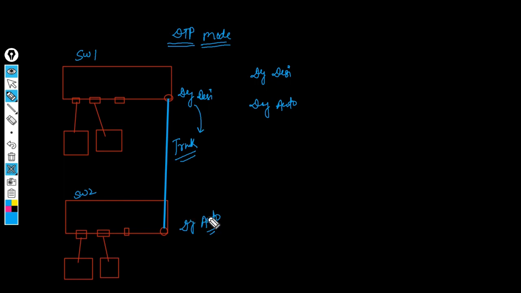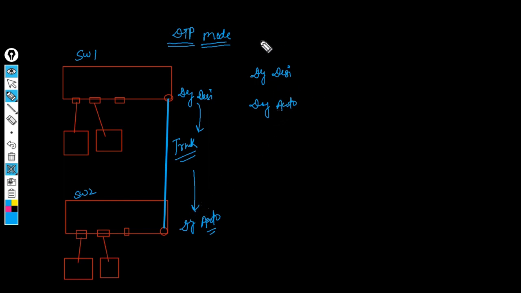So the neighbor is already negotiating and saying, hey, I want to form the trunk here. So auto will say okay, let's go for that. It passively waits for the neighbor to negotiate for trunk. This is the behavior of dynamic desirable and auto. That's the major point we need to remember. So with dynamic desirable and dynamic auto, of course it is going to form the trunk.